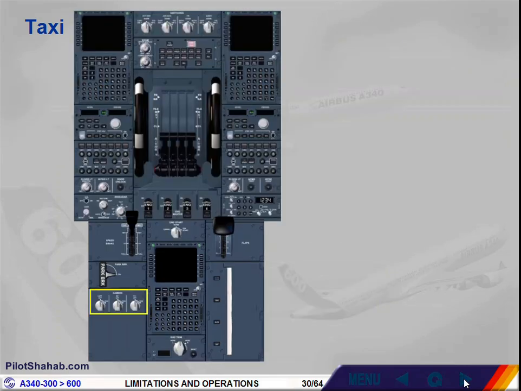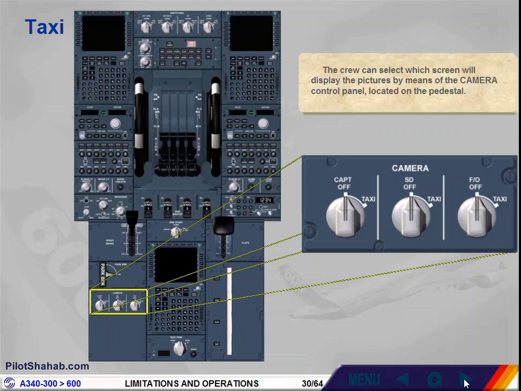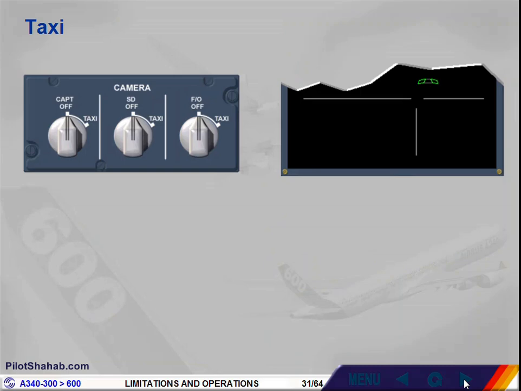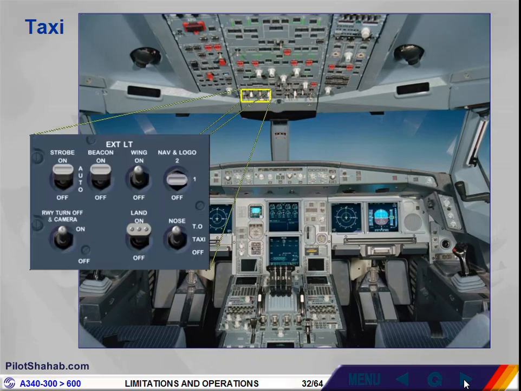The crew can select which screen will display the pictures by means of the camera control panel located on the pedestal. As soon as any taxi selection is made, a green Taxi Camera memo is displayed on the engine warning display. Note, a switch is installed outside the aircraft for TACS deactivation. If needed, the crew can use the additional lighting dedicated to the TACS. This function is controlled by the runway turn-off and camera selector located on the external light overhead panel.